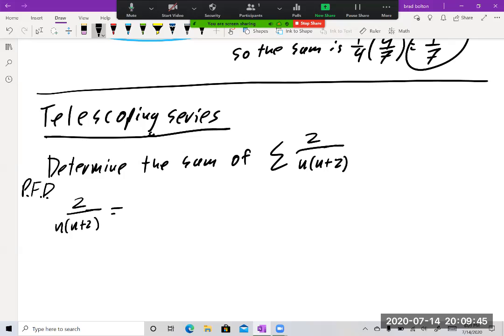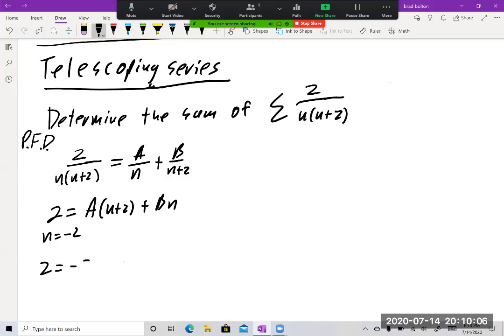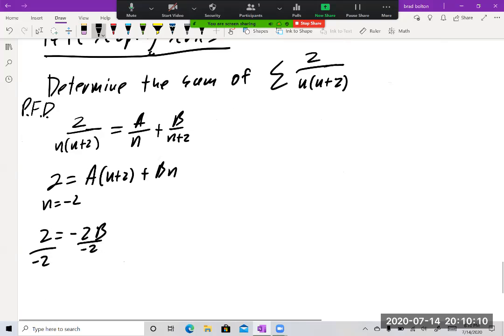Right? So this will be equal to A over n plus B over n plus 2, okay? And now if we do this, we should have 2 equals A times n plus 2 plus B times n. Then we should have n equals -2. So then we have 2 is equal to -2b divided by -2, so we get -1 is equal to b.